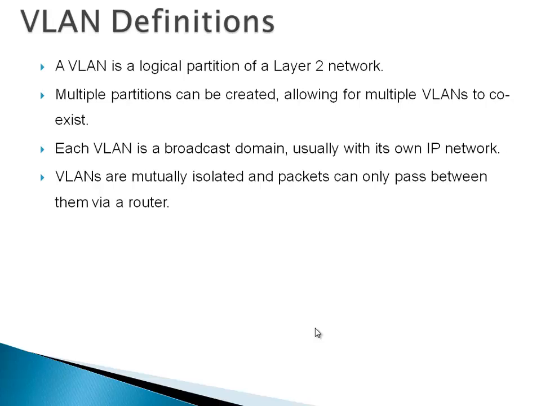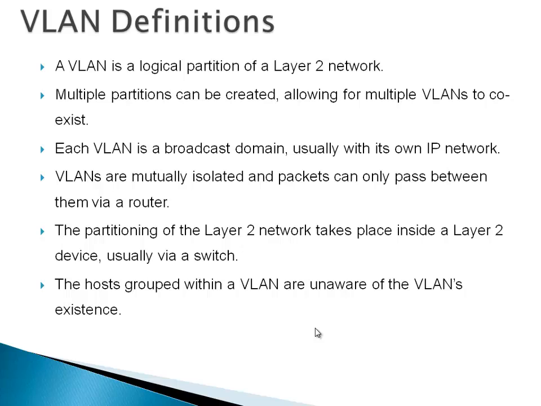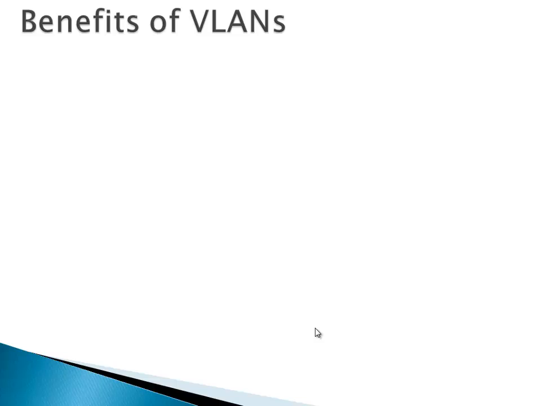VLANs are mutually isolated and packets can only pass between them via a router. Like we said, the blue VLAN to communicate with the red VLAN needs to go through the router. The partition of layer 2 networks takes place inside layer 2 devices, usually a switch, which means we can partition our ports into different VLANs on the layer 2 device, like a switch. PCs are not aware they belong to a VLAN. The host groups of the VLAN are unaware of the VLAN's existence.